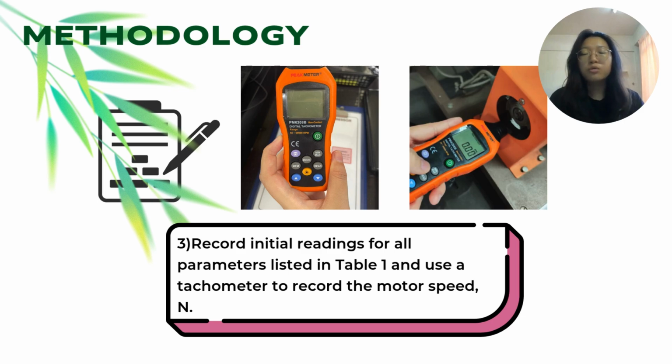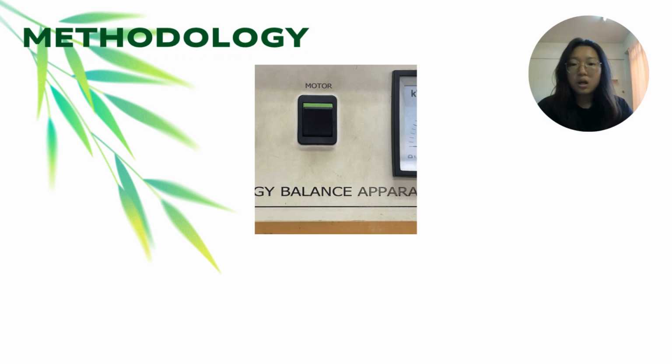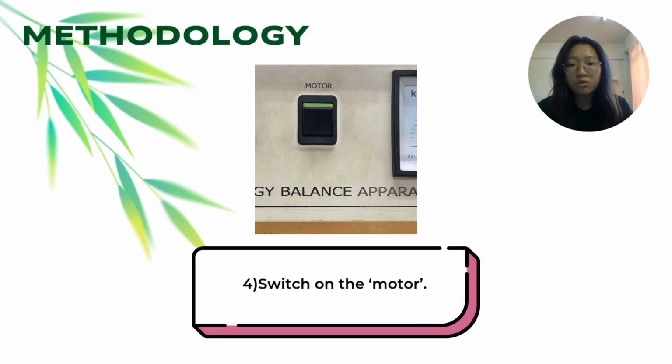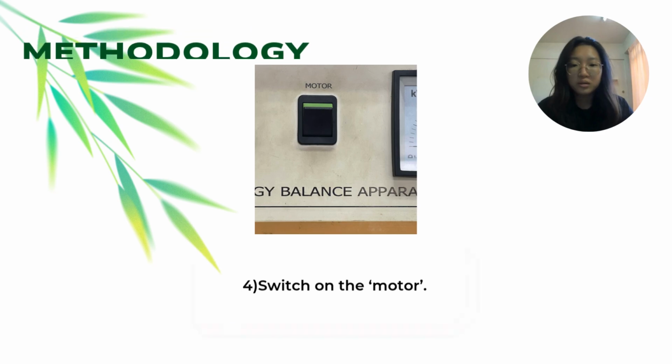Table 1 will be shown in the results, and use a tachometer. The tachometer is the orange one. Point the tachometer towards this orange color to record the motor speed N. Okay, step 4 is to switch on the motor.